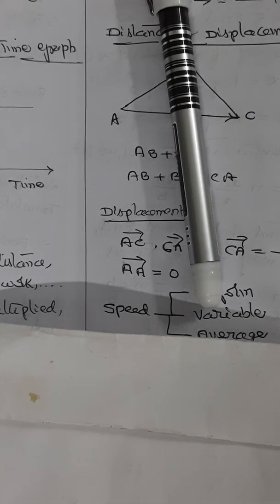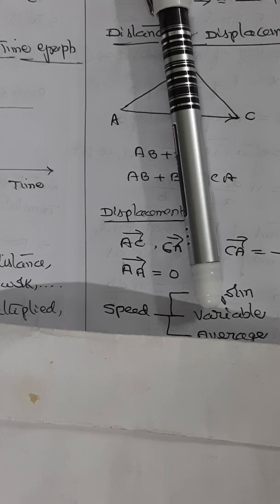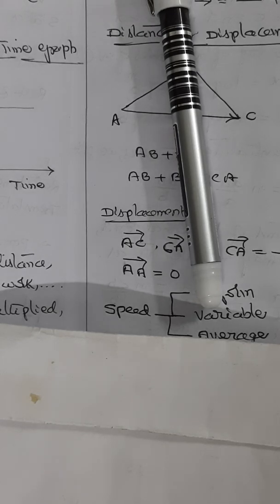Let us understand what is meant by variable speed. When do you say that an object is moving with a variable speed? If it covers equal distances in unequal intervals of time or unequal distances in equal intervals of time, however small the intervals may be. That means if the object covers equal distances in equal intervals of time, then it is uniform.